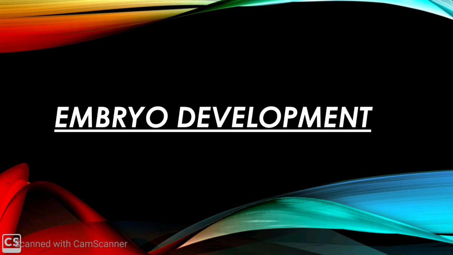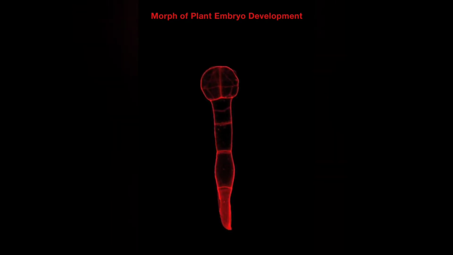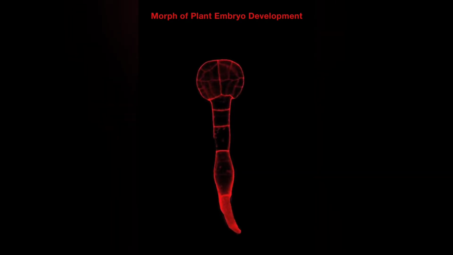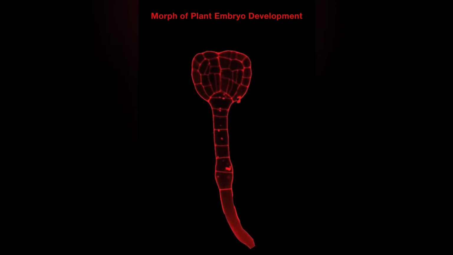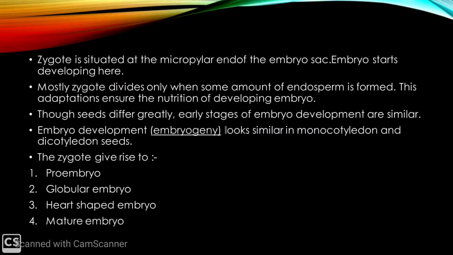Good morning, students. Following double fertilization and endosperm development, now it's time to study embryo development in an angiospermic plant. The zygote gives rise to proembryo, globular embryo, heart-shaped embryo, and mature embryo. This process is known as embryogeny. The embryo develops at the micropylar end of the embryo sac where the zygote was situated.